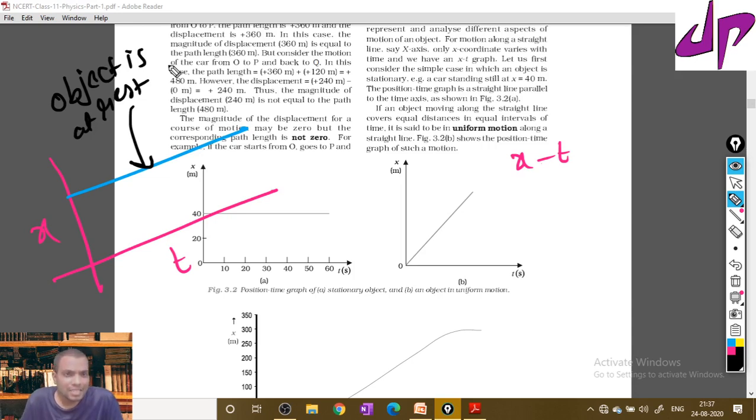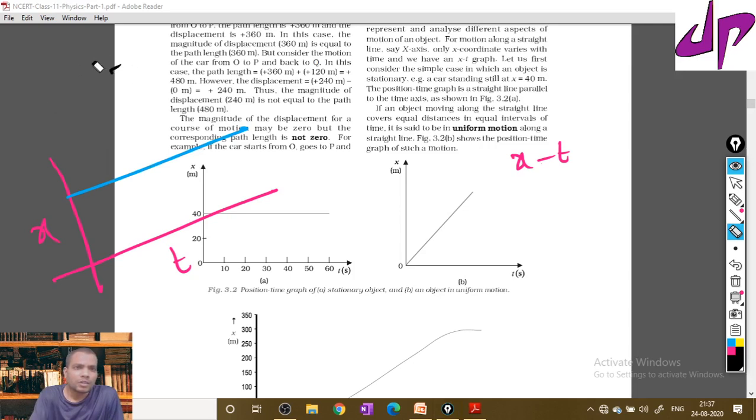So if an object is at rest, the position-time graph is a straight line parallel to the time axis. Whenever we draw graphs like position versus time, velocity versus time, and acceleration versus time, we always take time along the x-axis. So that is one of the points.